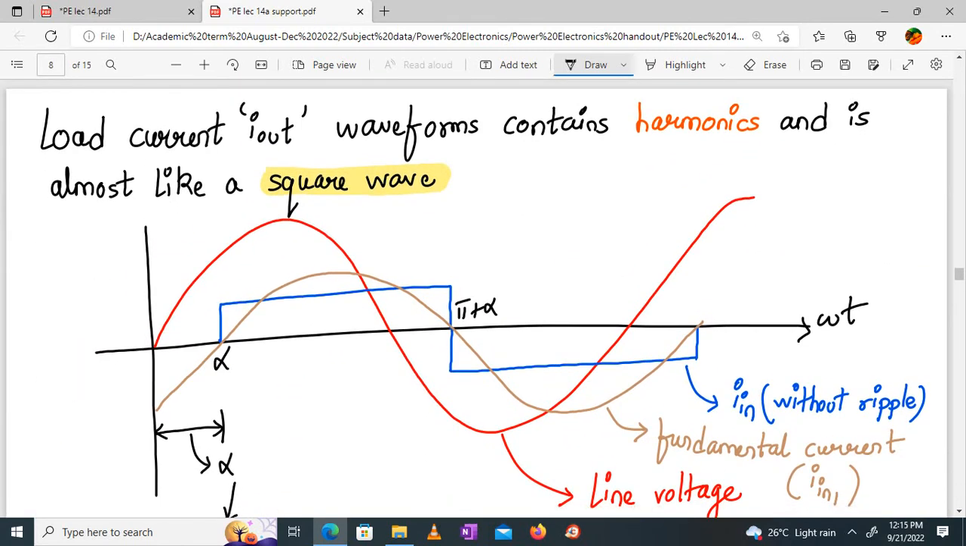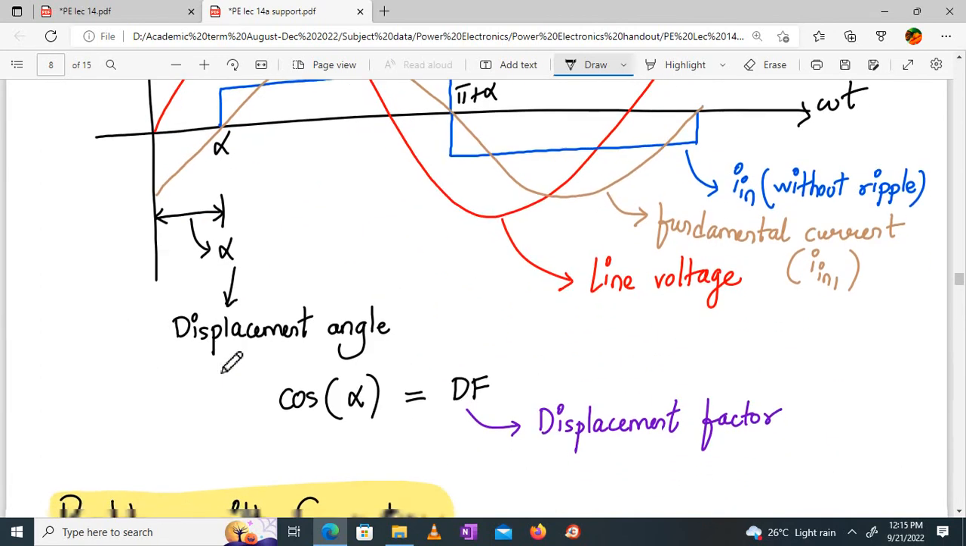There is something called the load current. Now look, this red color one is my V. This blue color one is what I get, which is I in without ripple. But my fundamental current should be like this, sinusoidal, right? What's the difference? So there is a phase difference. This square wave means it contains harmonics. You understand harmonics, right? A sinusoidal waveform you can represent in terms of a Fourier series. So what are the higher order terms? Harmonics. Correct? So it contains harmonics. So this phase difference between the line voltage and the fundamental line current is called alpha. And this alpha is called the displacement angle.